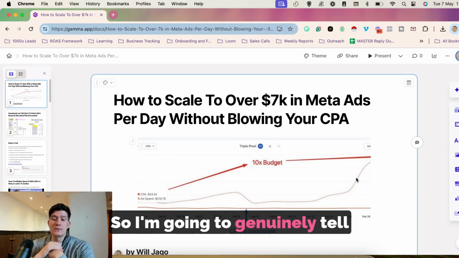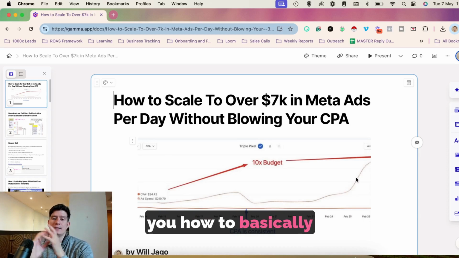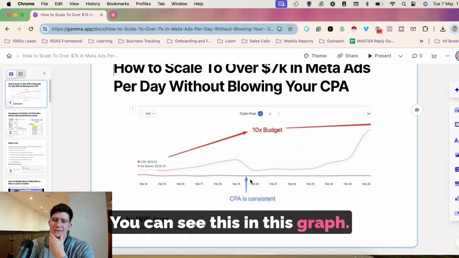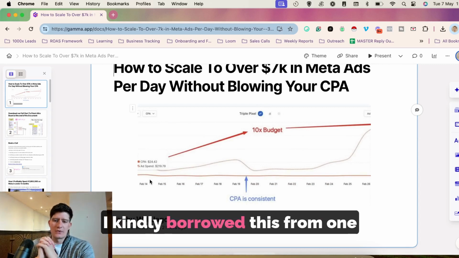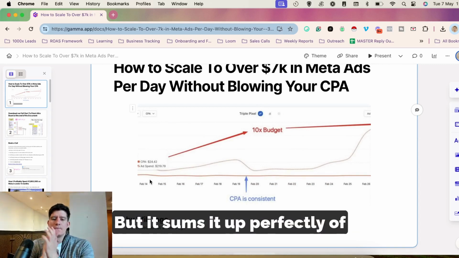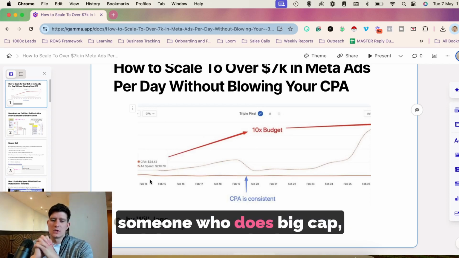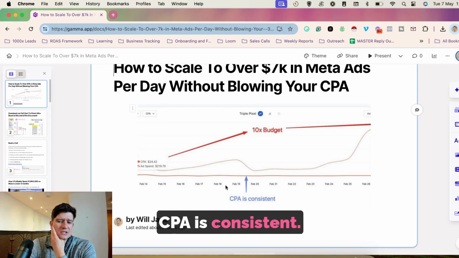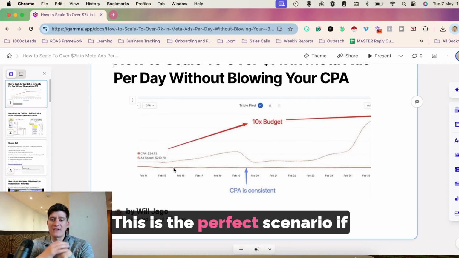So I'm going to genuinely tell you how to basically 10x your budget while the CPAs stay the same. You can see this in this graph. I kindly borrowed this from one of the people in my network. I'll tag him as well, but it sums up perfectly someone who does big cap. You can see here the CPA is consistent. This is the perfect scenario.